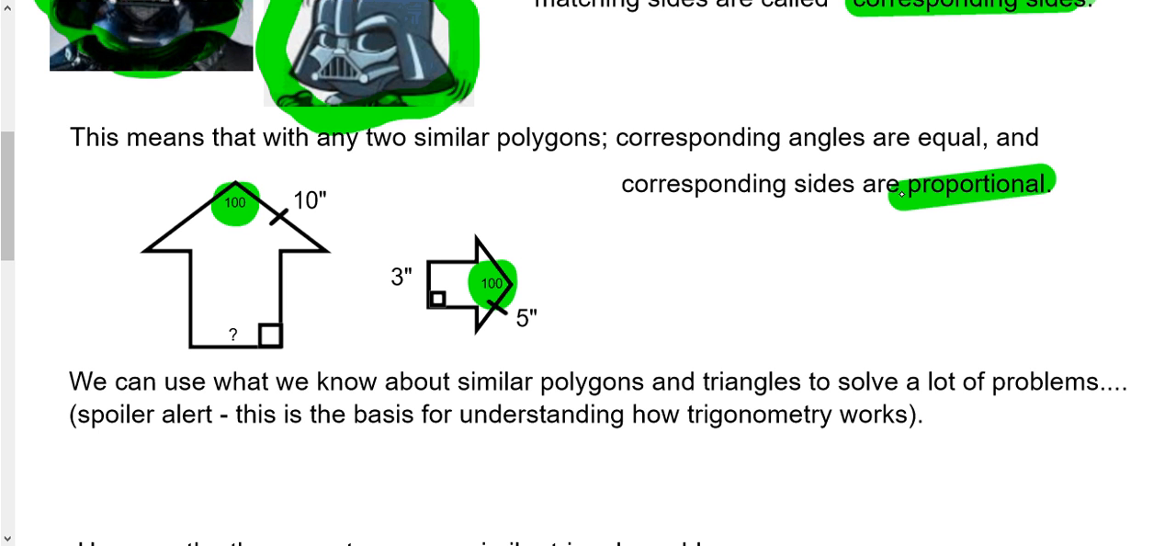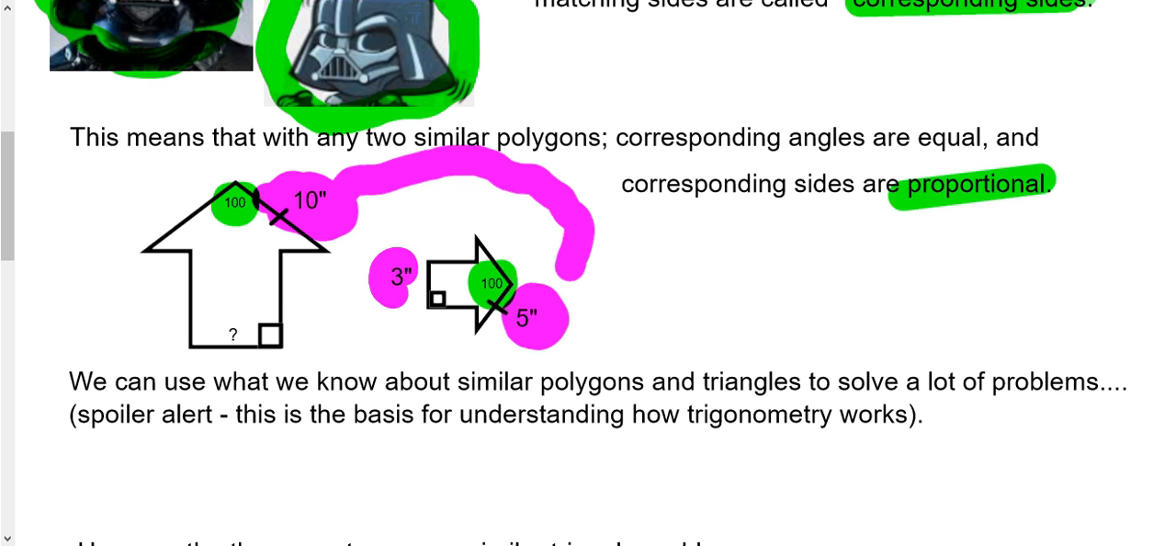Proportional means they go up or down by the same amount. So for example, here, this length is 10 inches. The corresponding length on the other one is 5. Now that's not the same, it's half the size. Okay, so if this size here is 3, then the other half would have to be 6. Let me change to a pencil. That's gonna be better here. Yeah, change to a 6. So if the angles are the same and the sides are proportional, then they're similar.